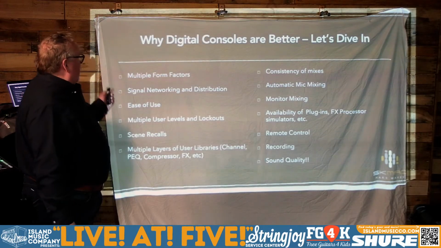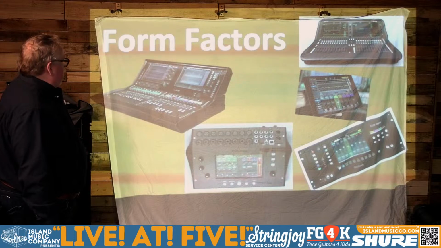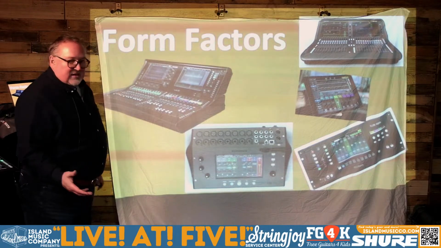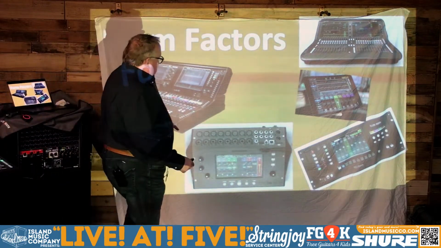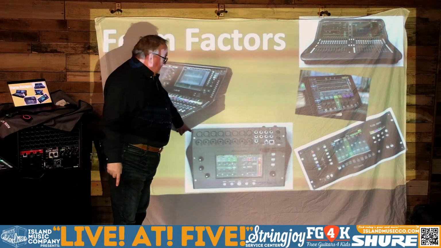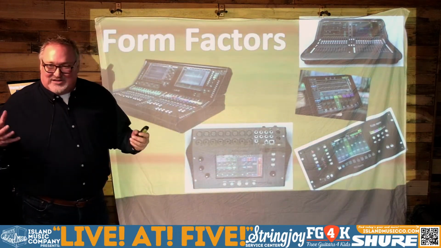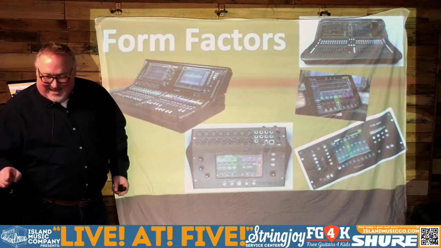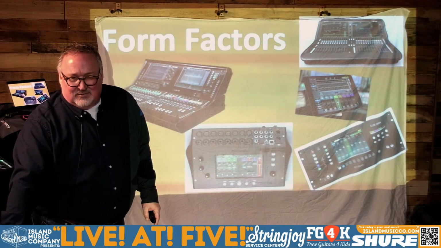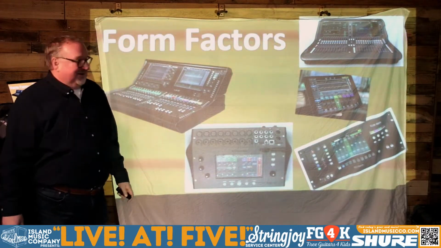All right, why are digital consoles better? Multiple form factors. These are just various form factors of the Allen and Heath family. This is the new CQ product, that little guy right there. That's actually Jack's, I think. This is a 96K mixing console using that FPGA powerful chip for everything it does. It sounds as good as this one does. And that one, I don't know, what do they even start at? CQ, $699. We're not talking about a lot of money here.